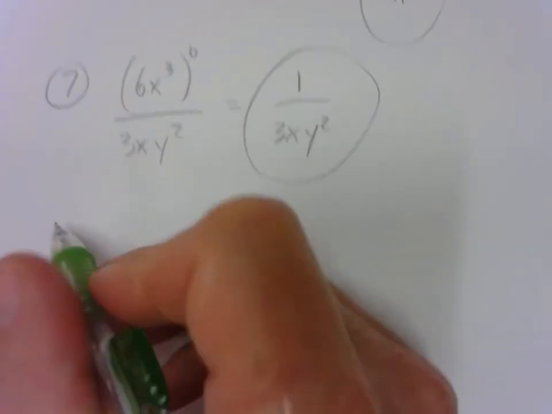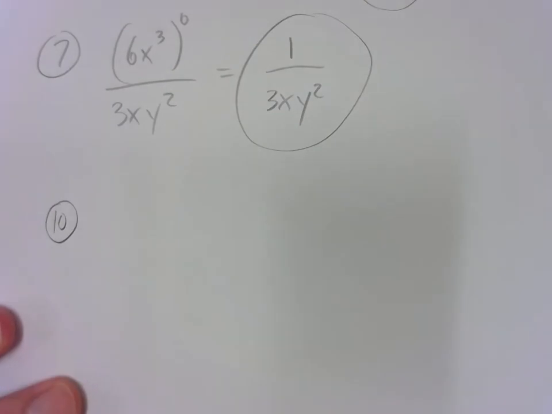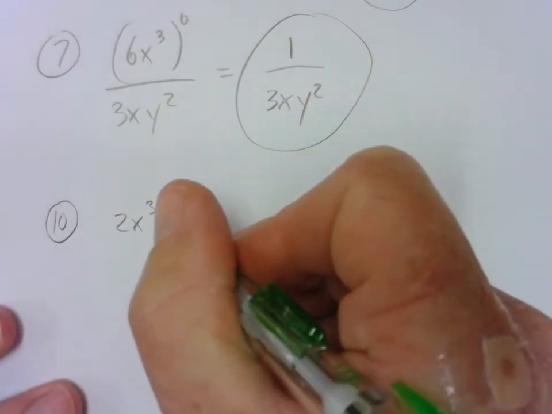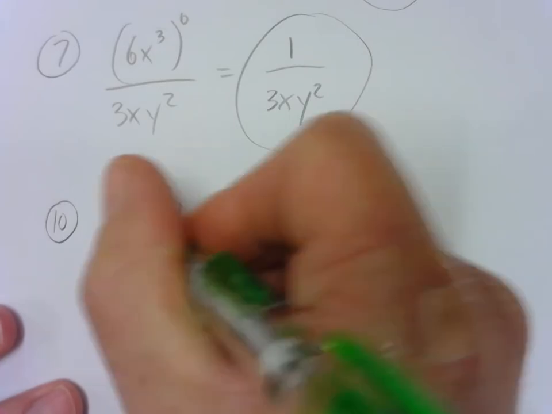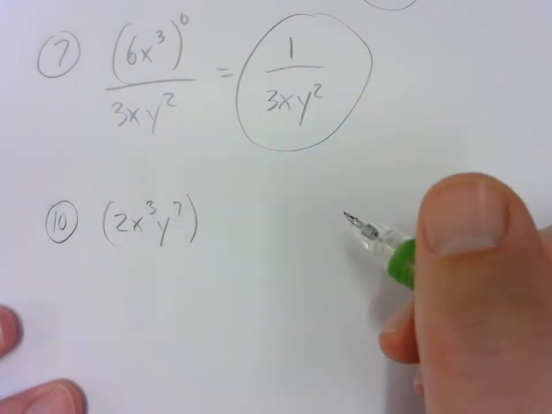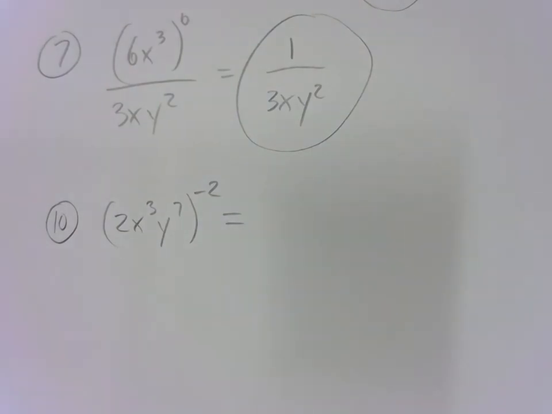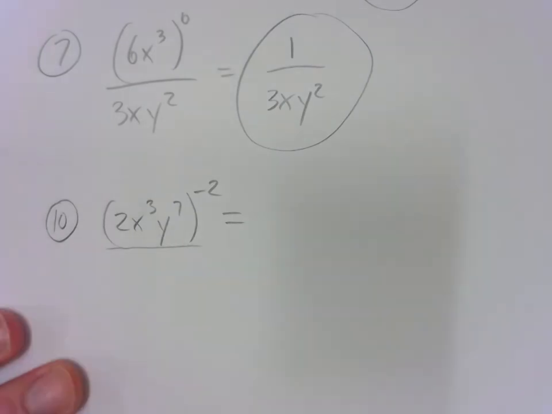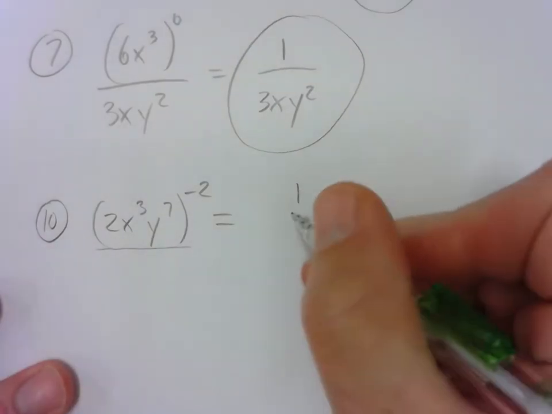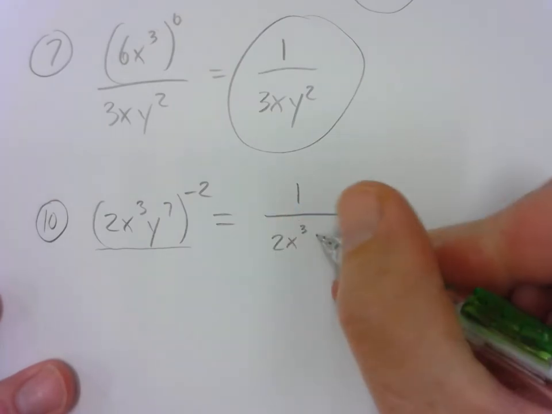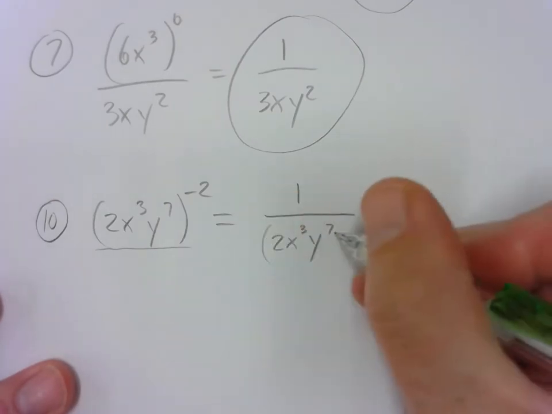Number 10. Number 10 is 2x cubed y to the 7th over -2. So I'm going to go ahead and just throw this on the bottom of the fraction. I got my invisible fraction line there. So cross the line, change the sign. So it's 1 over 2x cubed y to the 7th, and then all of this gets squared.